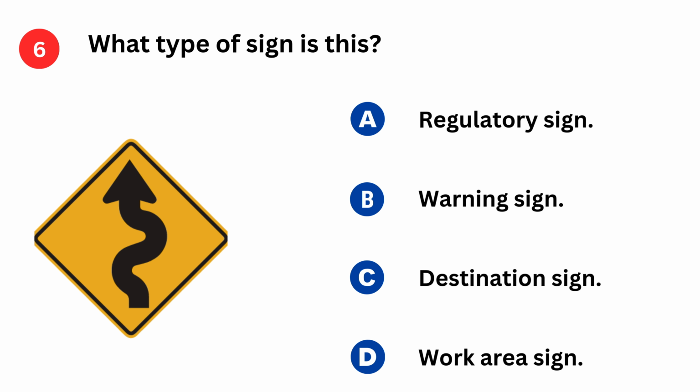What type of sign is this? A. Regulatory sign. B. Warning sign. C. Destination sign. D. Work area sign.